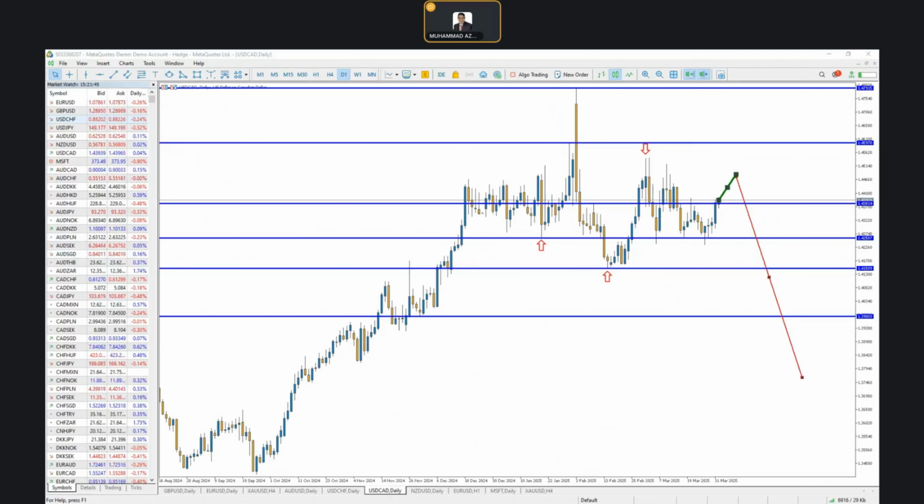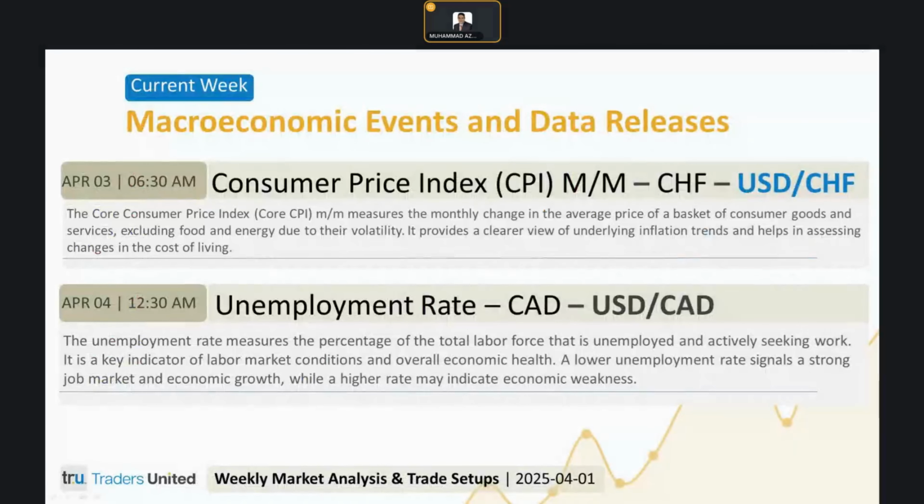So the overall analysis is that the April 4th unemployment report of Canada will provide key insights into Canada's labor market health and influence Bank of Canada monetary policy expectations. A lower than expected unemployment rate may strengthen CAD, leading to a drop in USD CAD. However, if unemployment rises beyond forecast, USD CAD may move higher as traders price in potential Bank of Canada rate cuts.